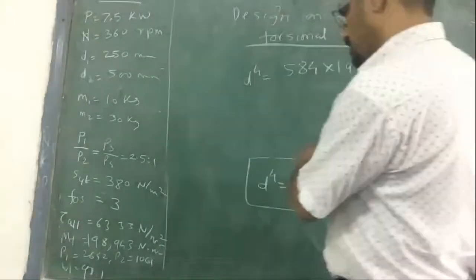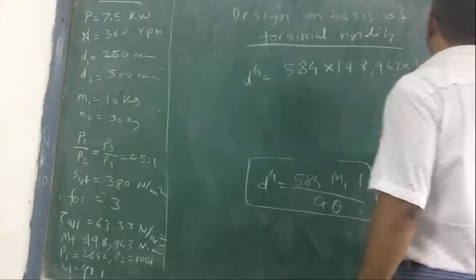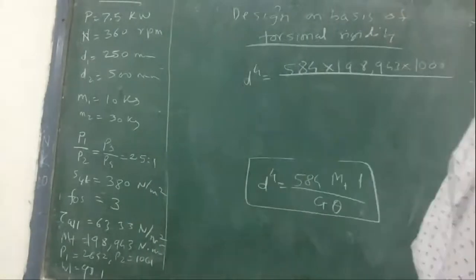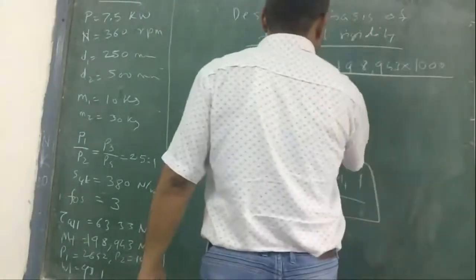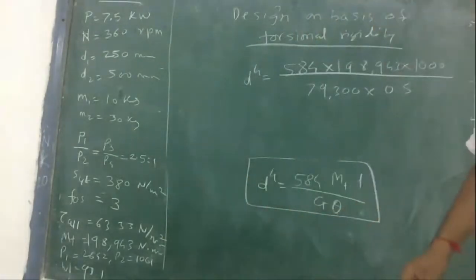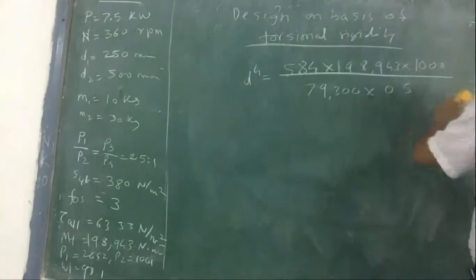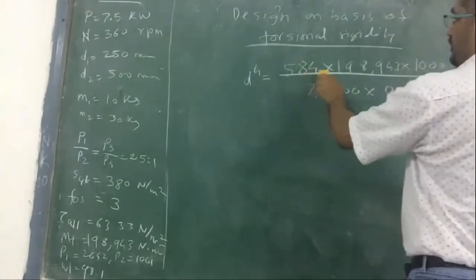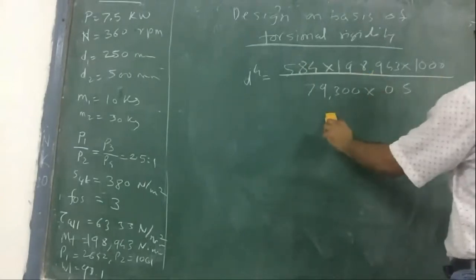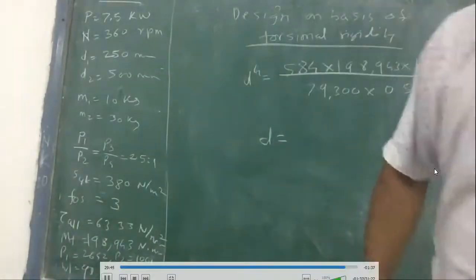We have been given G. Okay, we didn't write it down, but we have to figure it out. Then basically the total length is 1000 upon G theta. What is G given as? G is 79300, and theta is 0.5. That is mentioned in degrees, right? So now for the torsional rigidity, we will use this formula: d raised to 4 is equal to 584 into Mt, the twisting moment, times length over G theta. So with that we get the diameter 41.37.